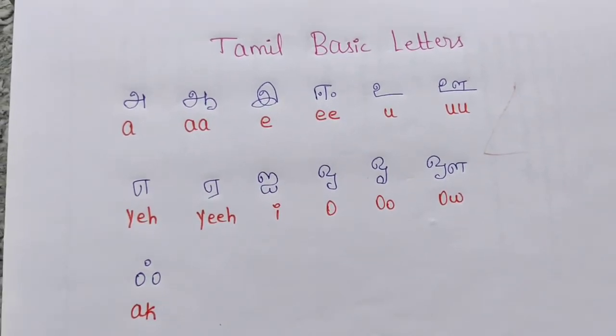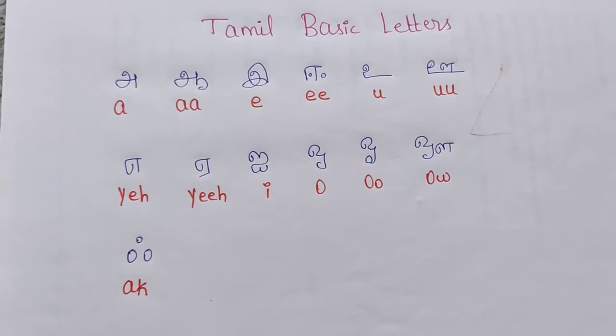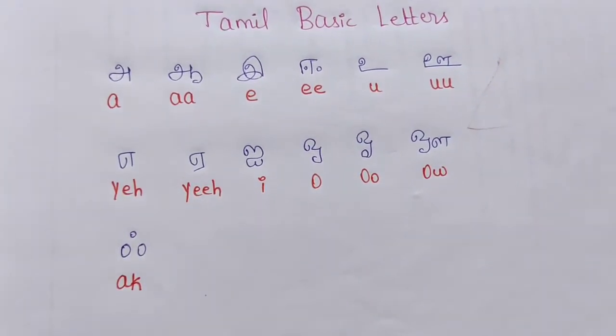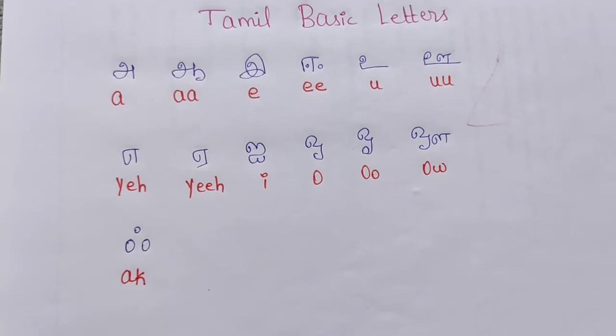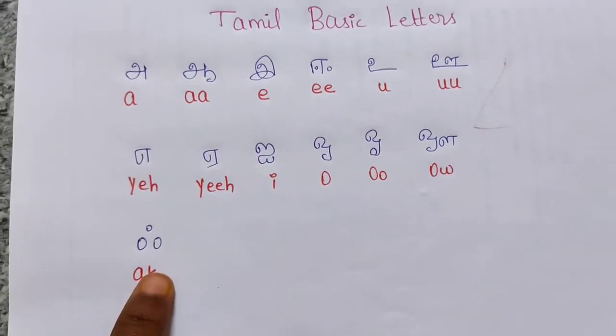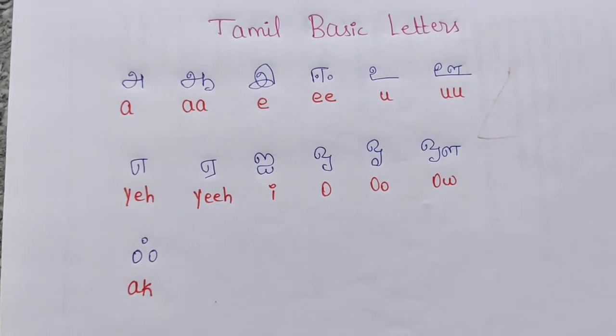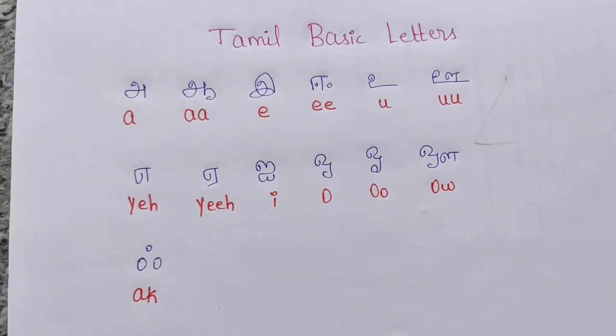Hello everyone. In this class, we are going to learn about the Tamil basic letters. There are totally 13 letters, of which the first 12 are called Uyirezhuthukal and the last one is called Aytha Ezhuthu. Okay, let's enter into the class and learn about what are the 13 letters.